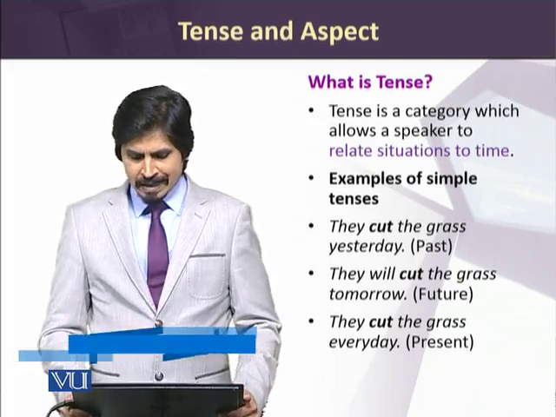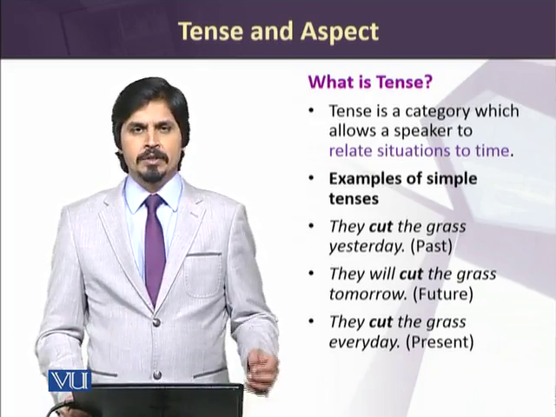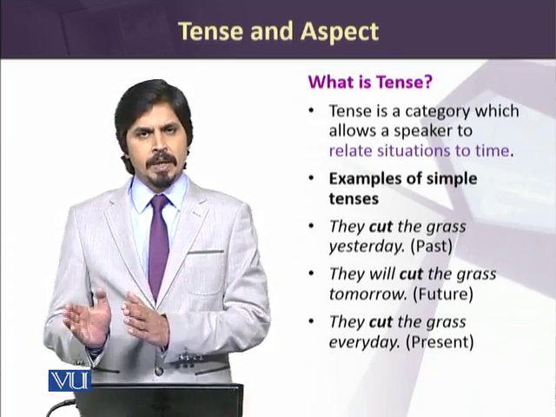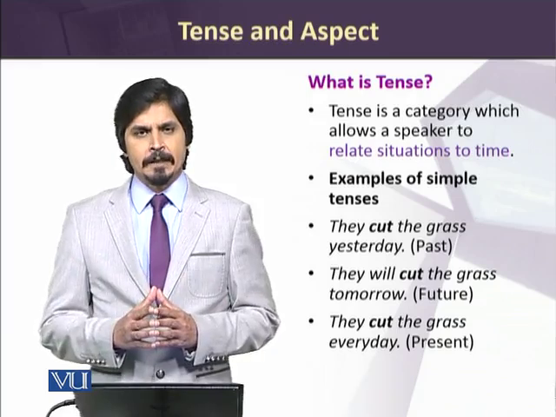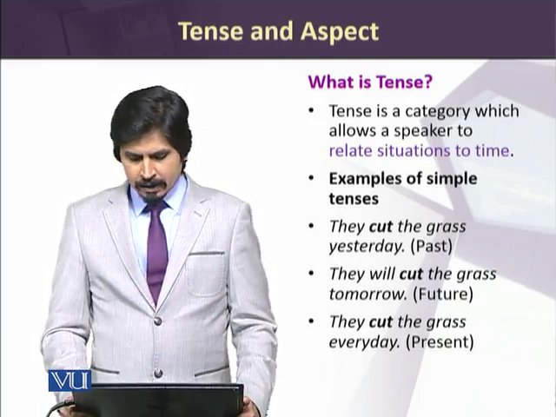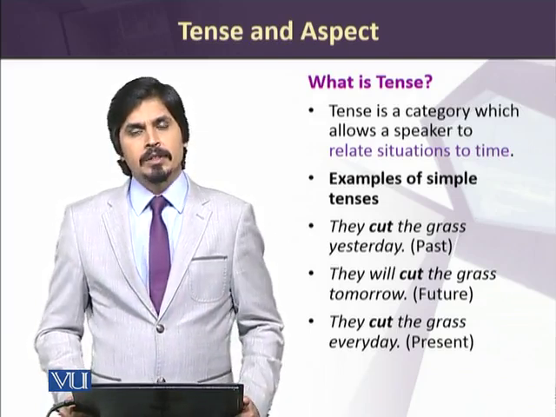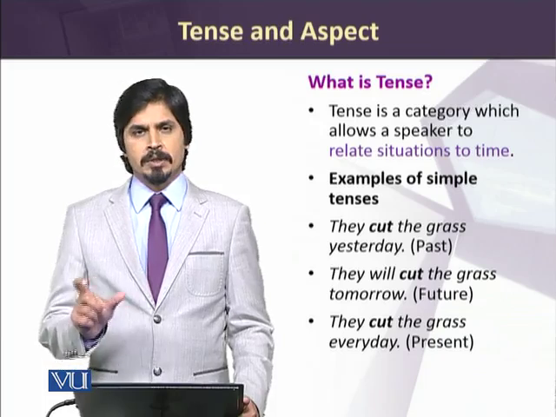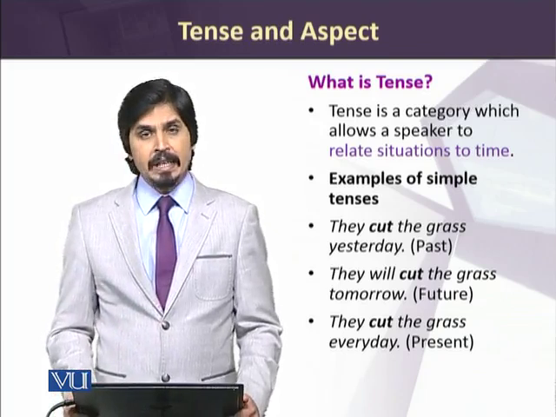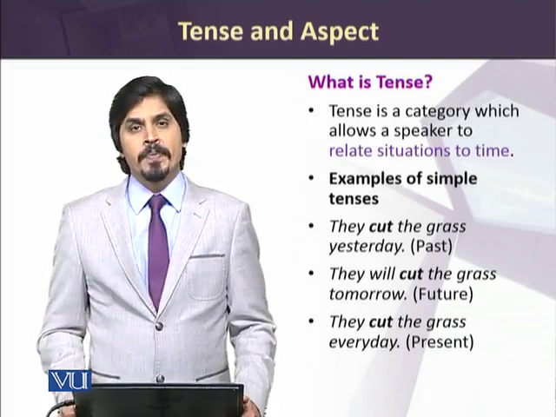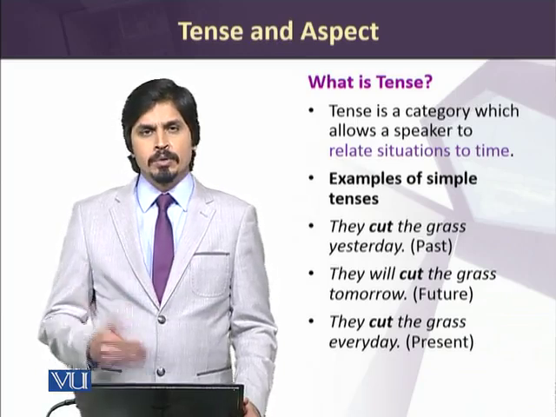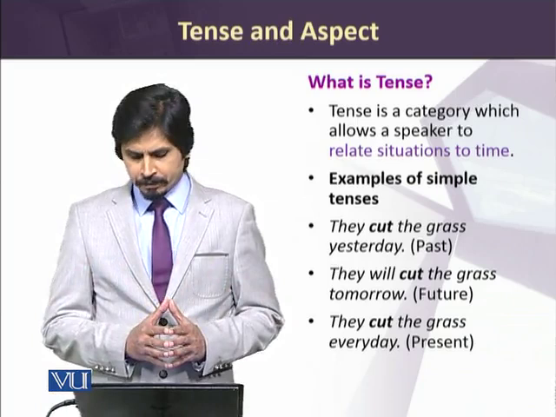You can see, they cut the grass yesterday. It's past, something which has gone by, happened in the past. We have another example. They will cut the grass tomorrow, and this is future. And with the help of simple grammar knowledge, we can also identify with the use of will that it will reflect a future tense or future situation. And in Urdu, we call it mustaqbil.